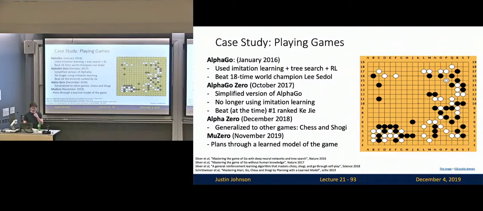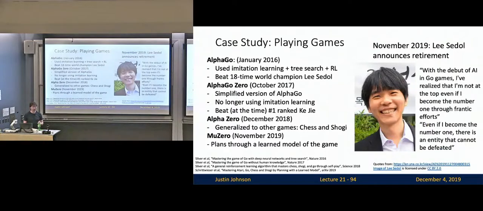So actually, another interesting piece of news around this that just happened about 2 weeks ago is that Lee Sedol announced his retirement from professional Go. And he said the reason he's retiring is because AI got too good. He said, with the debut of AI in Go games, I've realized that I'm not at the top, even if I become the number one through frantic effort. And even if I become the number one, there is an entity that cannot be defeated.